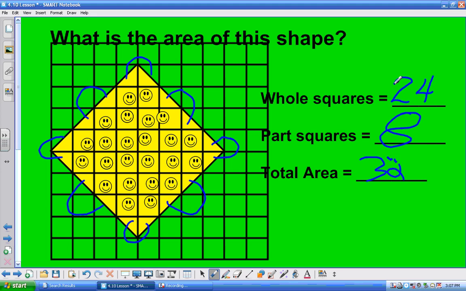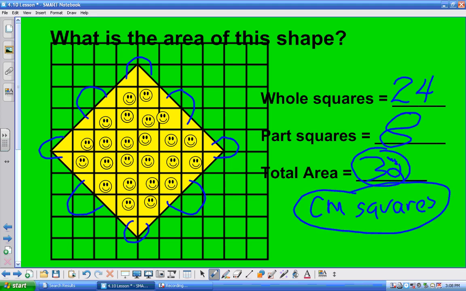Brooke? Squares? What kind of squares? Centimeter, right. Centimeter squares. So our area is 32 centimeter squares. Great job, Ethan. Have a seat. Okay, did everybody see how we did that one? Because now... No, of course not.